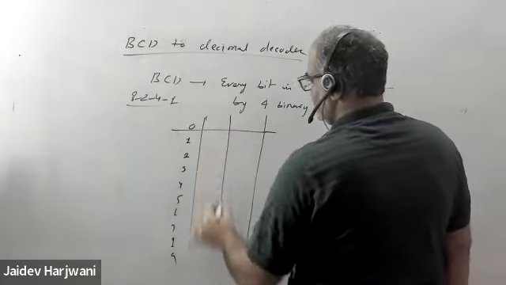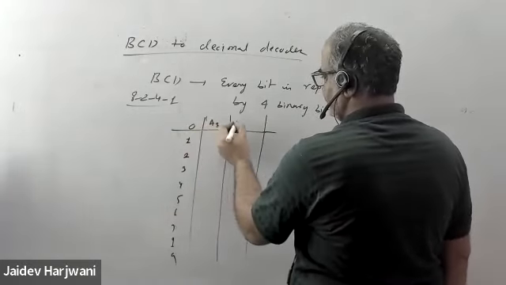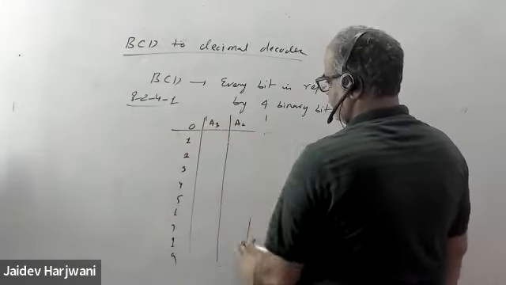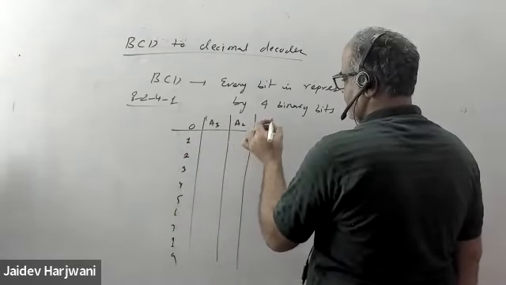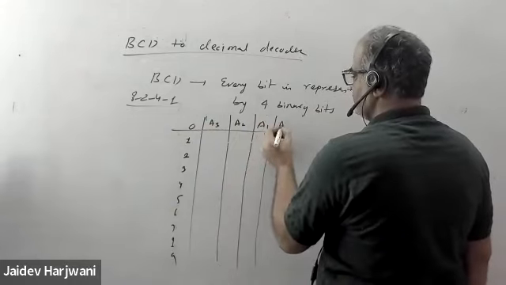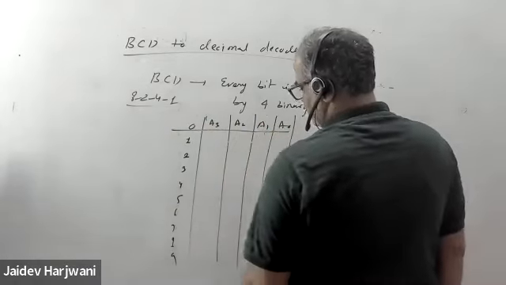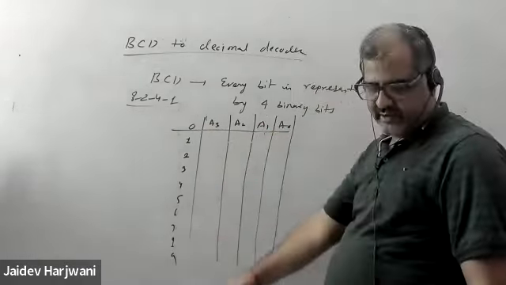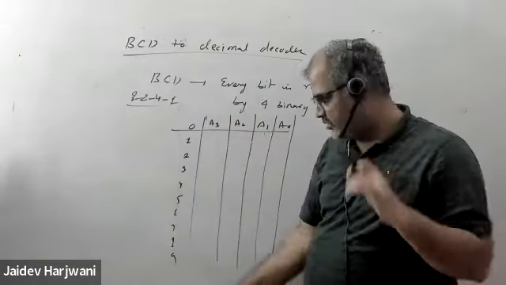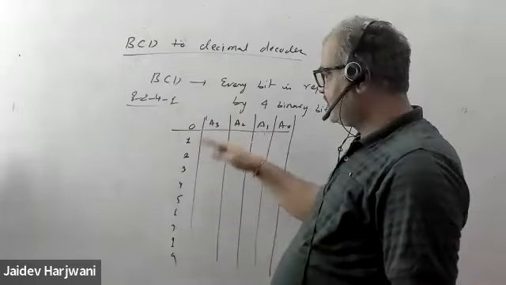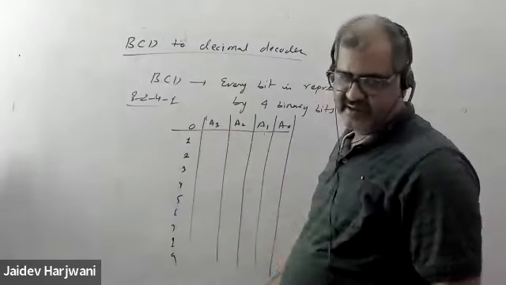So you have A3, A2, A1, and A0. The other remaining combinations become don't care conditions, because 4 variables should have 16 combinations. Here you don't have the other ones, otherwise it would be a hexadecimal system.